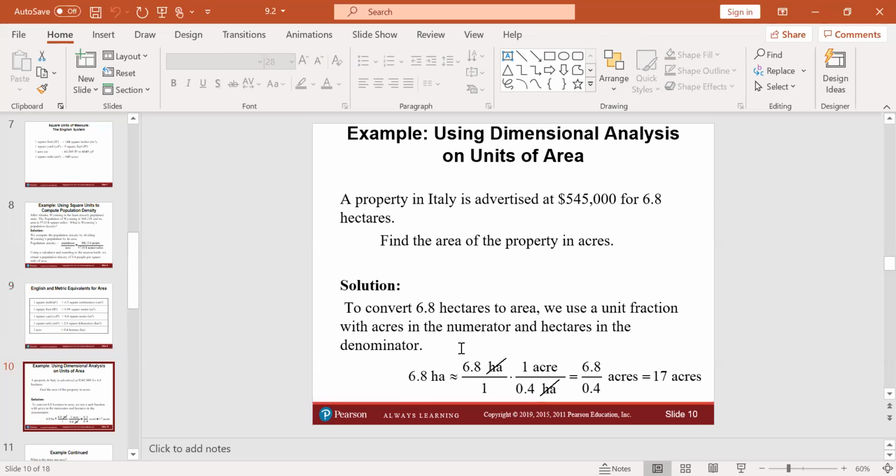Which one should we use? Well, since we're starting with hectares and want to end up with acres, we need to use the unit fraction that has hectares on the bottom, so that hectares cross out. That means the 0.4 is down there with the hectares. So we're actually going to have to do 6.8 divided by 0.4, which actually makes it larger. You divide by a number between 0 and 1, you make your value larger.